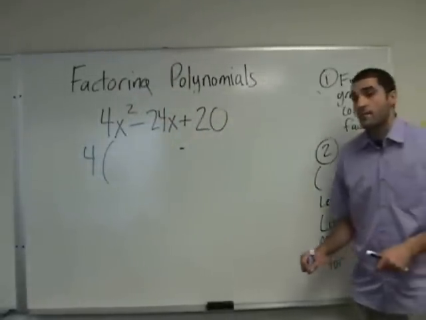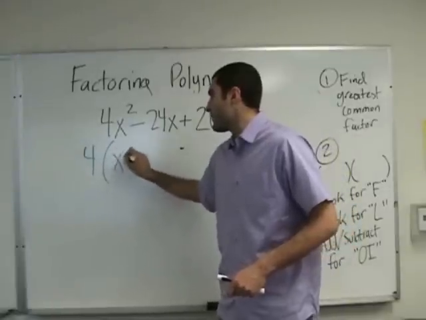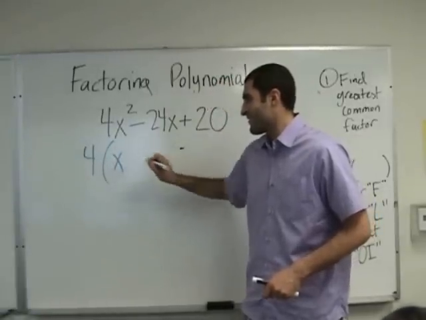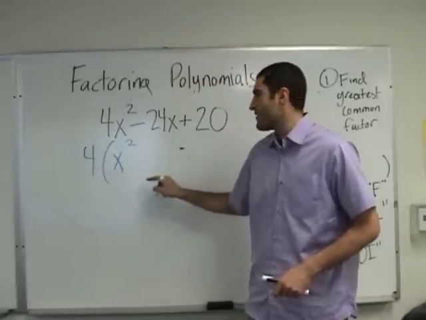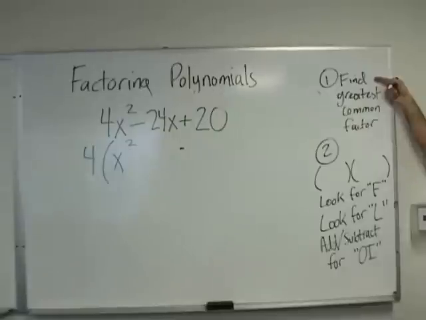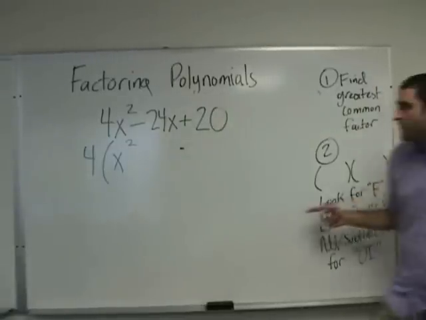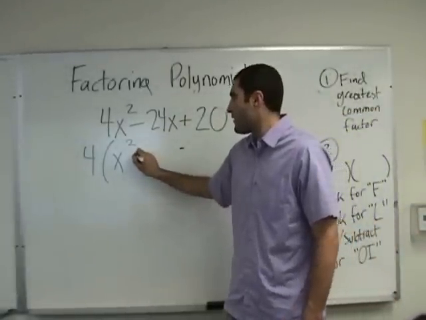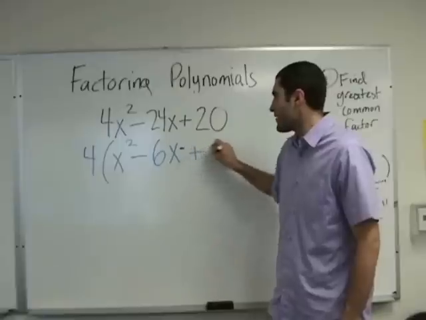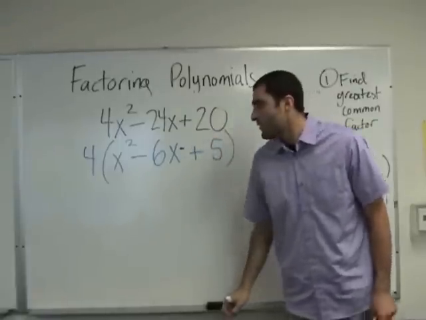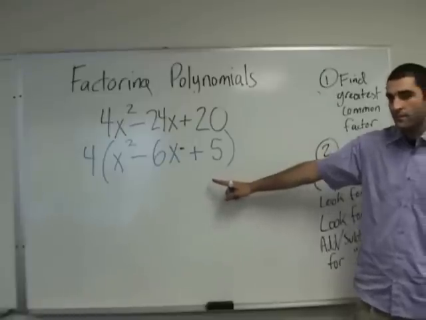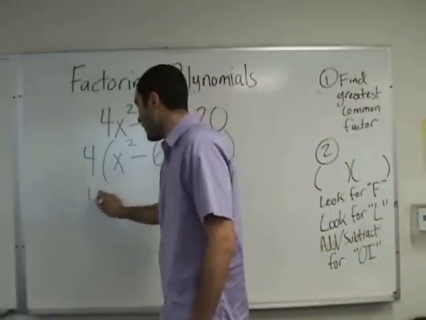So then you would do x, and then, do you do 2 parentheses? Not yet. This is Step 1, greatest common factor. Would you agree that if you distribute it's that? Okay. Then 2 parentheses. Then you do x minus 6x, then plus 5. Now we've factored out the greatest common factor. And 4 is still here.